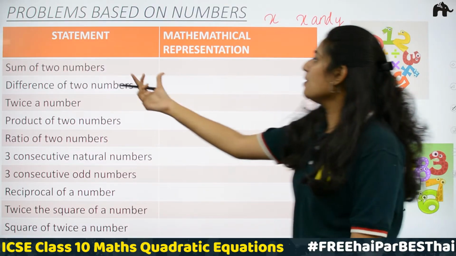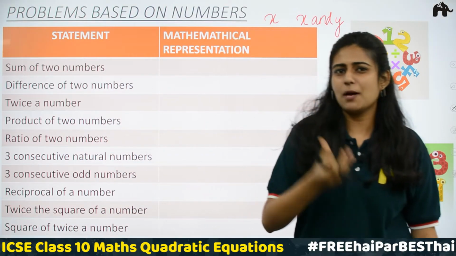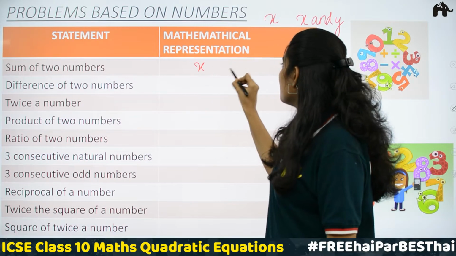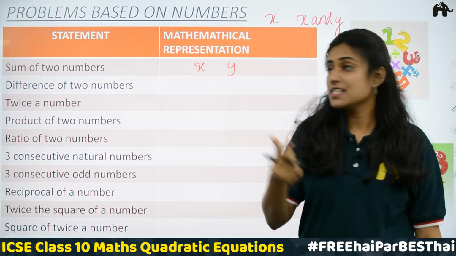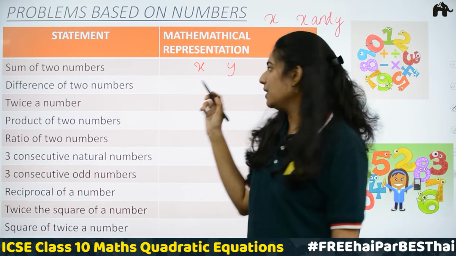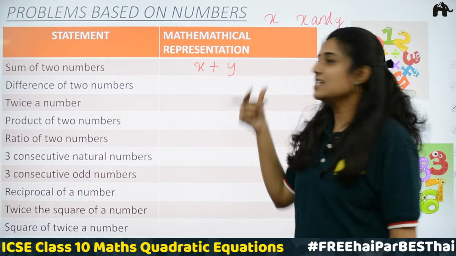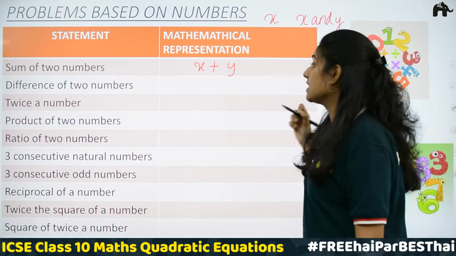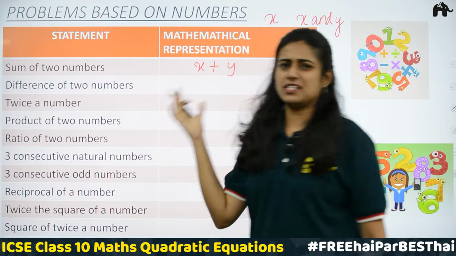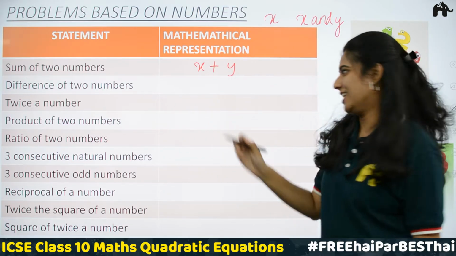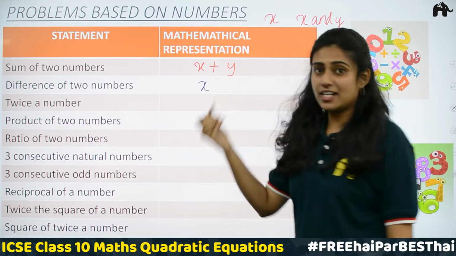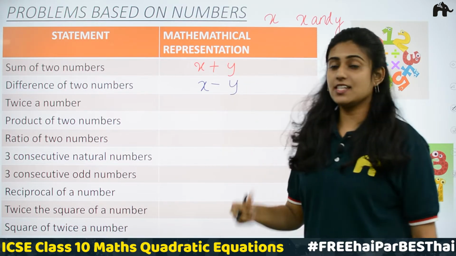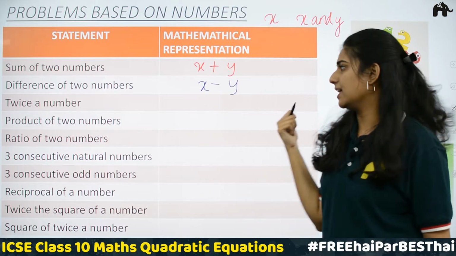Okay. Sum of two numbers. How can you represent sum of two numbers? We are taking two numbers x and y. Sum means the addition sign should be put here. X plus y is the sum of two numbers. Now, difference of two numbers. Difference means subtraction. X is one number, y is the second number, then x minus y gives us the difference, or y minus x.